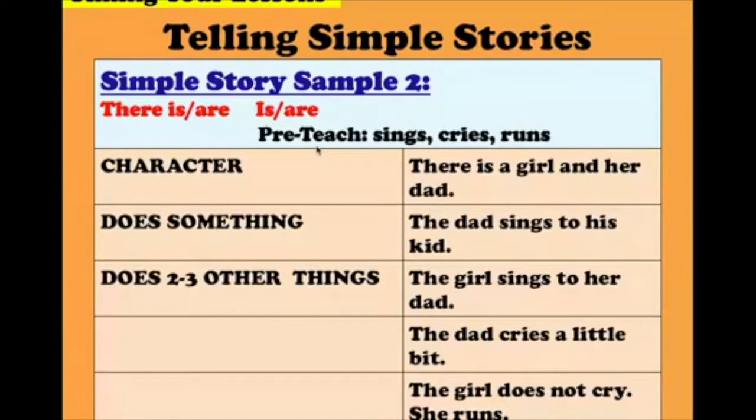Simple story 2. Pre-teach: sings, cries, runs. So there is a girl and her dad. The dad sings to his kid. It could be his child. You can use any word there. If you want to say daughter, I'm trying to keep it simple. The dad sings, or excuse me, the girl sings to her dad. That's number 1. The dad cries a little bit. The girl does not cry. She runs. Oh, I think it's kind of sweet. Let's show a nice relationship, although she does run away from her dad.